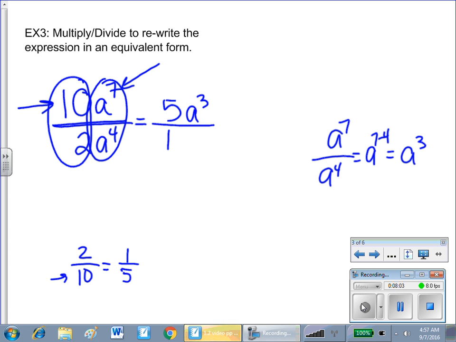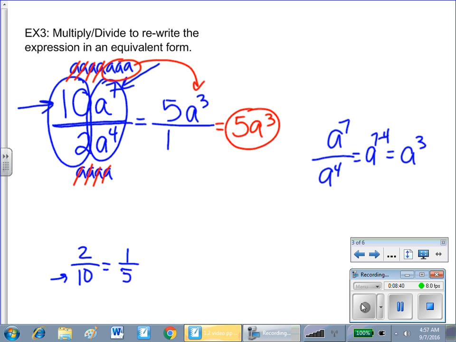Another way of thinking of it is 8 to the 7th means there's 7 8s. 1, 2, 3, 4, 5, 6, 7. 8 to the 4th means there's 4 8s. 1, 2, 3, 4. So I can think of this as dividing out a's. So I get rid of this a with this one, this guy with this guy, and this guy with this guy. Now I have 3 of them left on the top. That's how I got 8 cubed. Whenever I just have a 1 in the denominator, I don't have to write it there. So this is the same as 5a cubed.